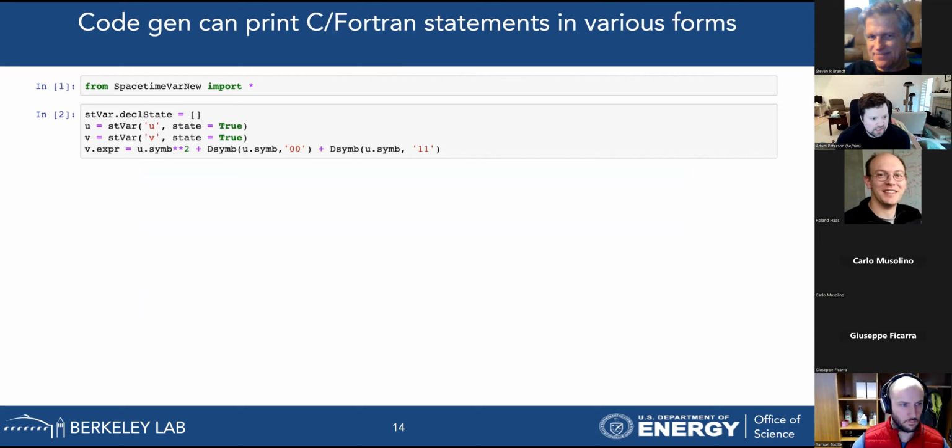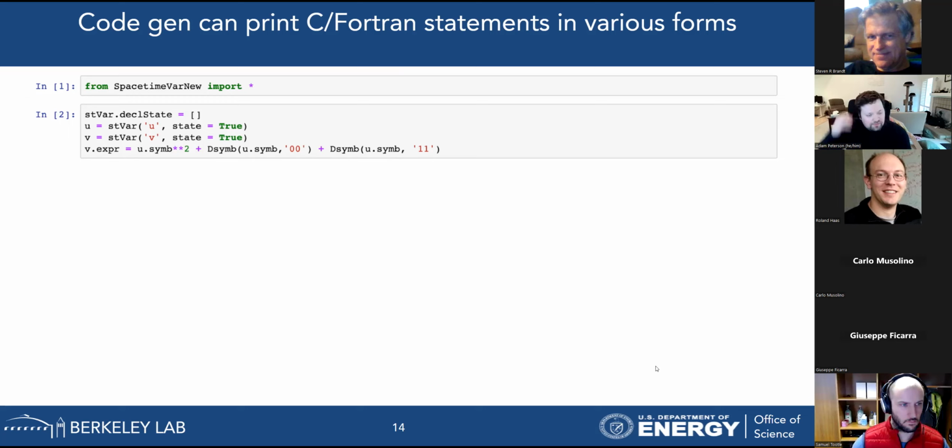Well, let's take the very simple example of an early version of the code generator we wrote. Here I'm declaring two symbolic objects, u and v. And I would like v to contain some expression that's determined in terms of u. So for example, v is equal to u squared plus the Laplacian of u. This is some exotic form of a Poisson equation, for example.